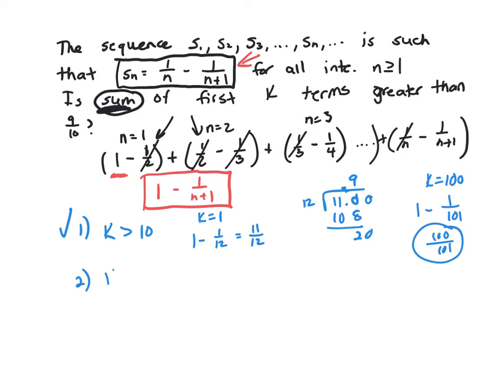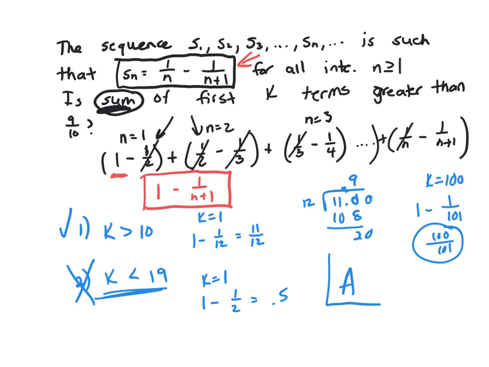K is less than 19. Well, we know it works for 11, but what if we let k be 1? If k equals 1, I get 1 minus 1 over 2, which is 1/2 or 0.5, and that's not greater than 0.9. So sometimes it works, sometimes it doesn't work. So you cross it out, and your answer is A. Just try to remember that. All right.